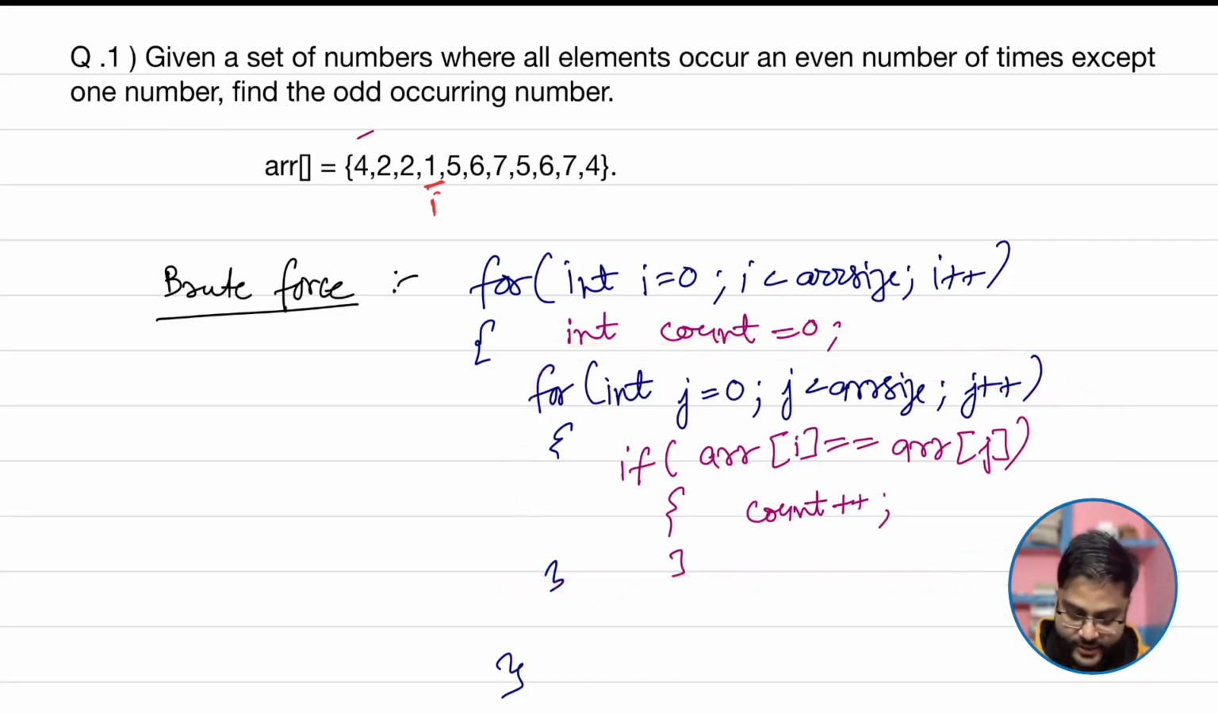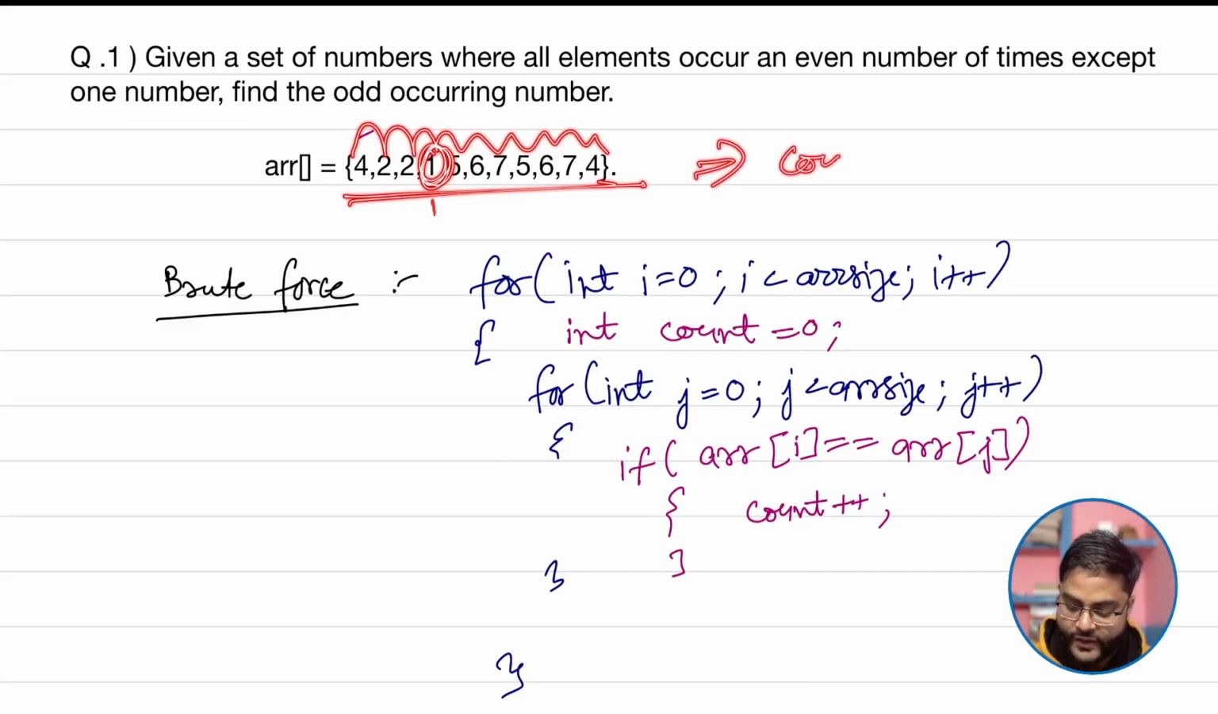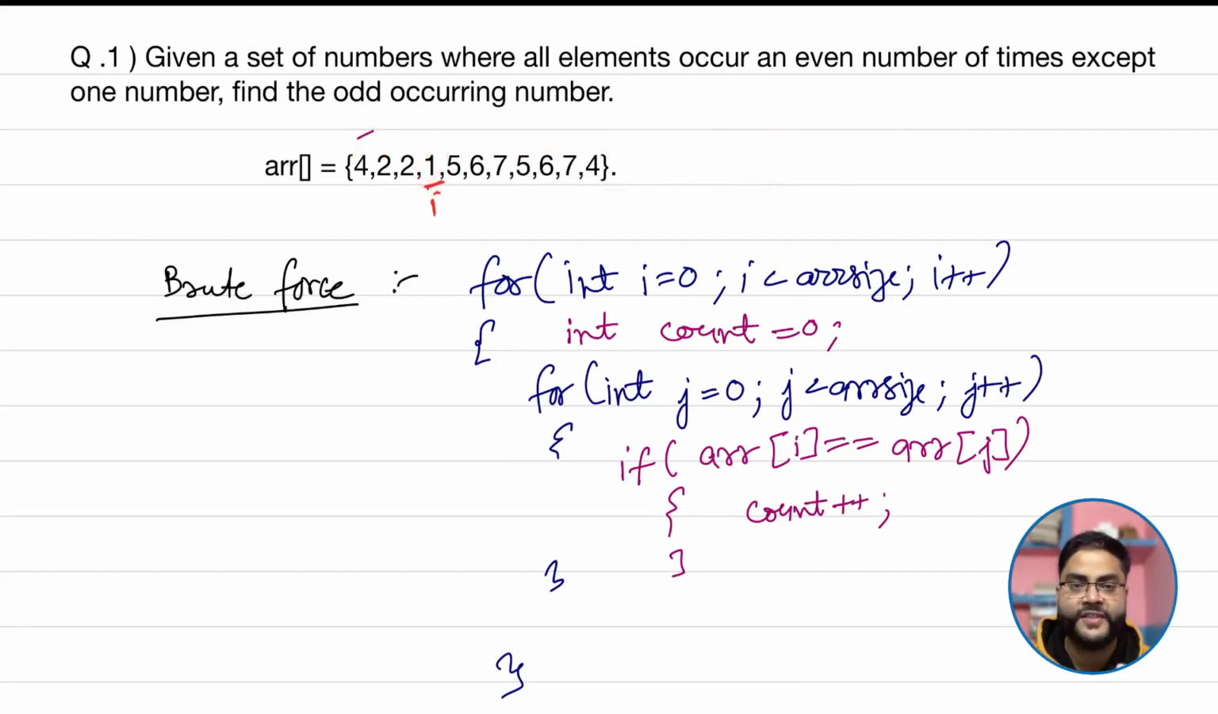After traversing this loop, when I'm at this position, I'll keep checking the complete array. So now my count value will be 1. After traversing it, my count value will be 1. So do I need to check further? No, right? So now here I will check for one more condition.